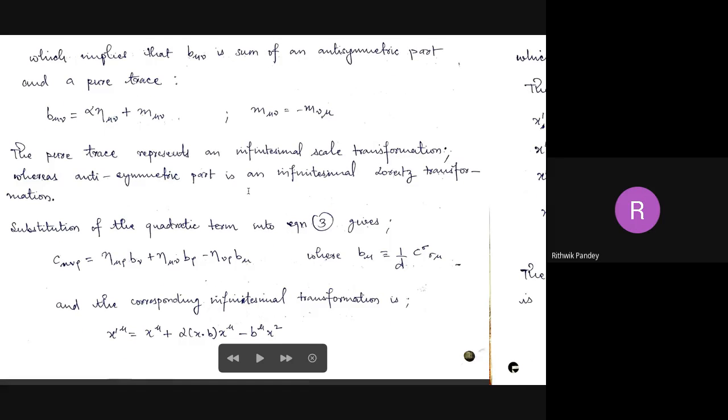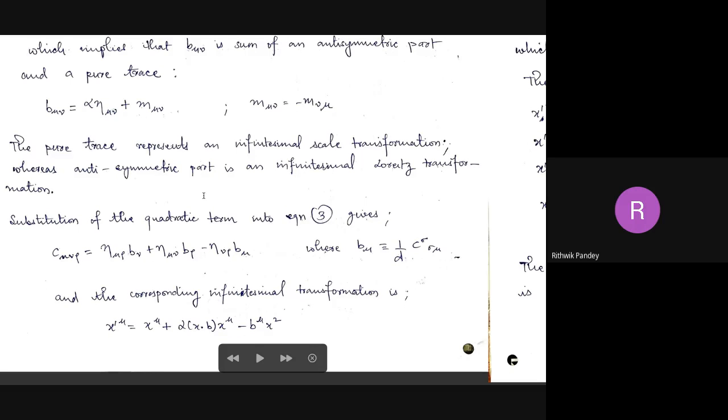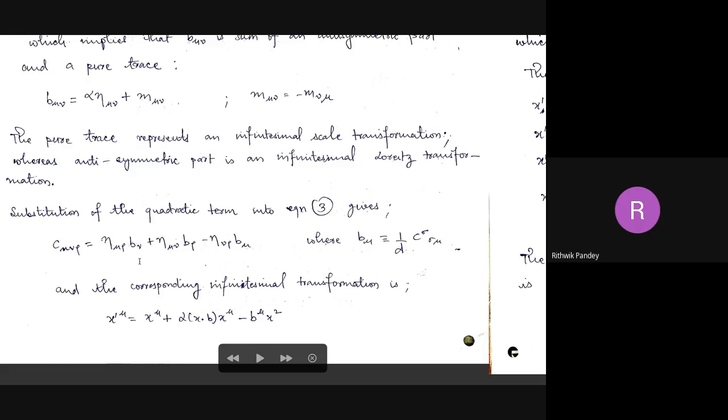So until now we haven't discovered anything new. We already knew Lorentz transformations, we knew translations, and we have an idea of scale transformations. So what is new about the conformal transformations? Now we look at the quadratic term. Substituting the quadratic term in equation 3 gives us the value of this coefficient.